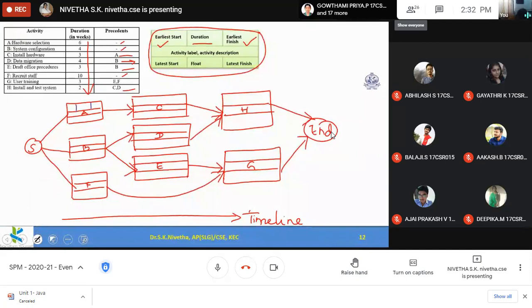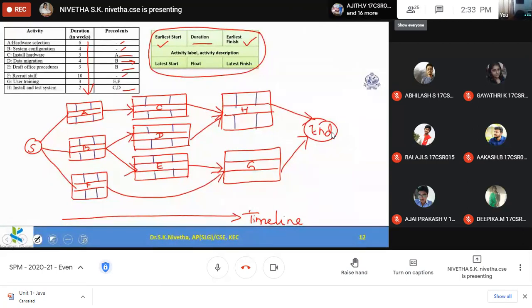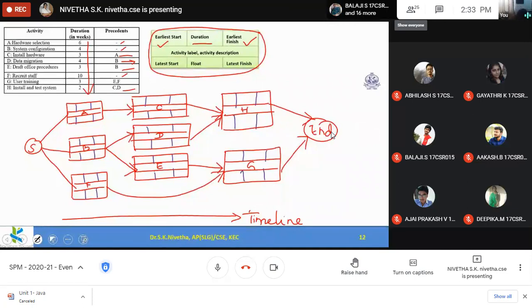So I am marking these fields on each node. Okay, 7 partitions I am making. Partitions are created. Now, in the forward pass, first we fill the duration and then calculate earliest start and earliest finish. For activity A, duration is 6.